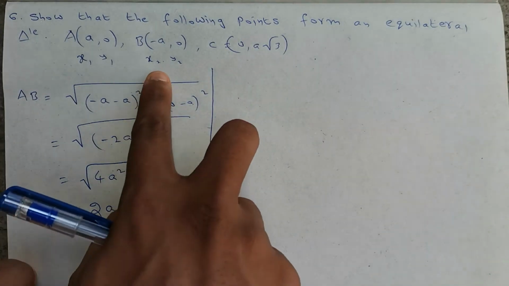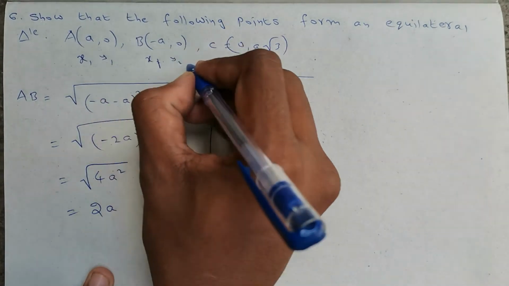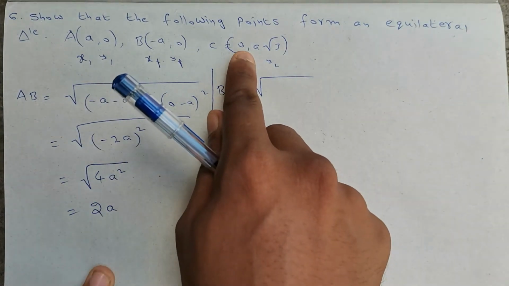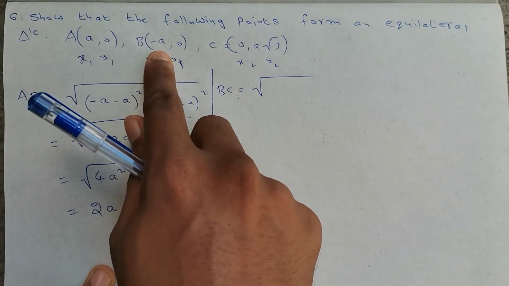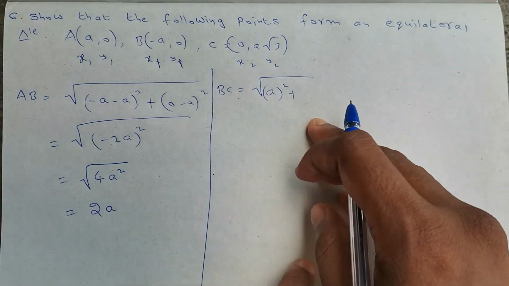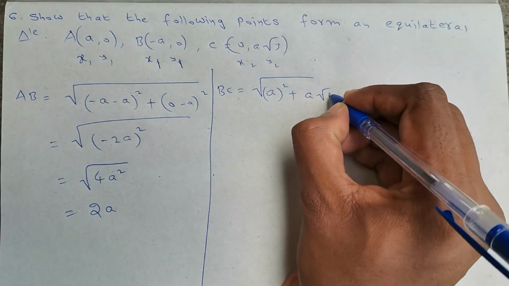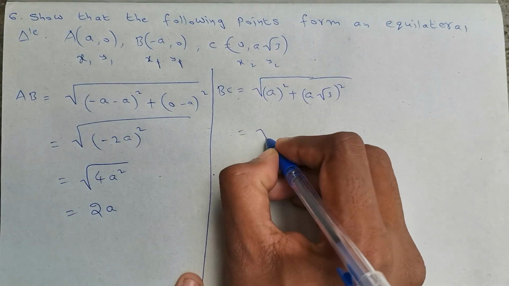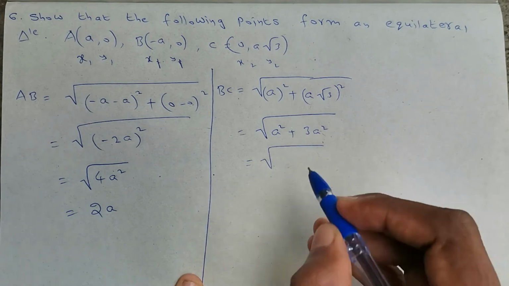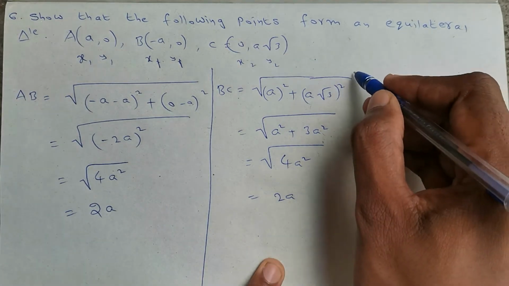Next, I'll find the distance between B and C now. So BC is equal to under root, this is x1 y1 and this is x2 y2. So x2 minus x1, here it is 0, this is minus a, it's already minus a, so it will become plus a. 0 plus a square plus y2 minus y1, this is a root 3, this is 0, a root 3 minus 0, a root 3 whole square, which is equal to under root a square plus a root 3 whole square, 3a square, which is equal to a square plus 3a square, 4a square. Under root 4a square is 2a.